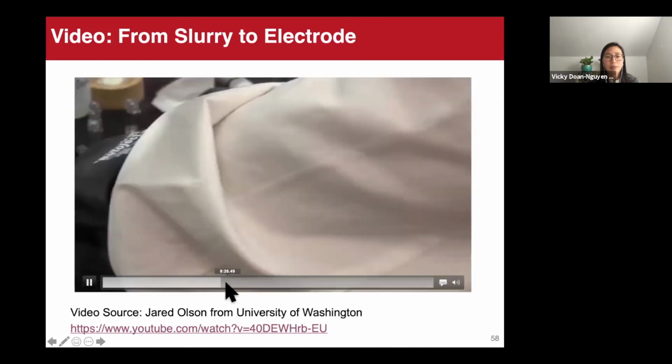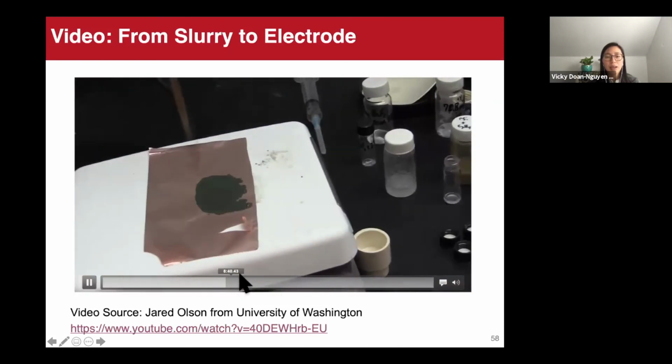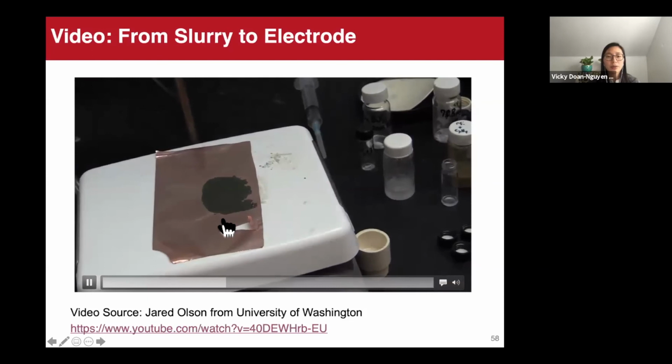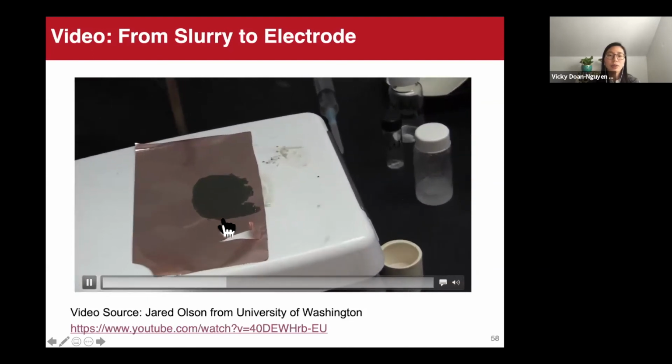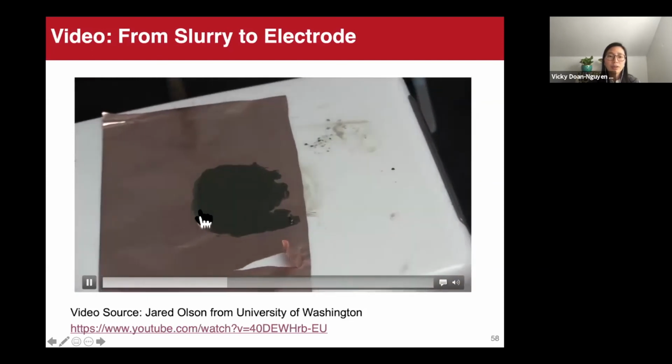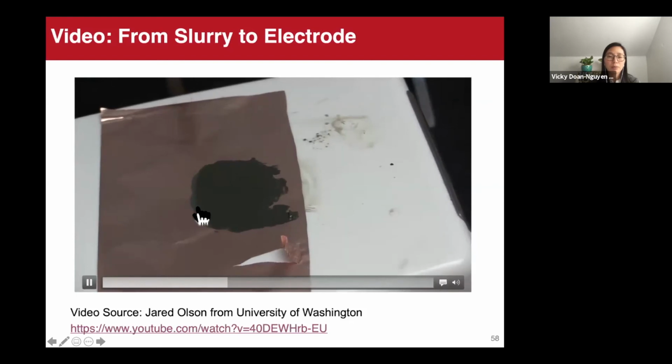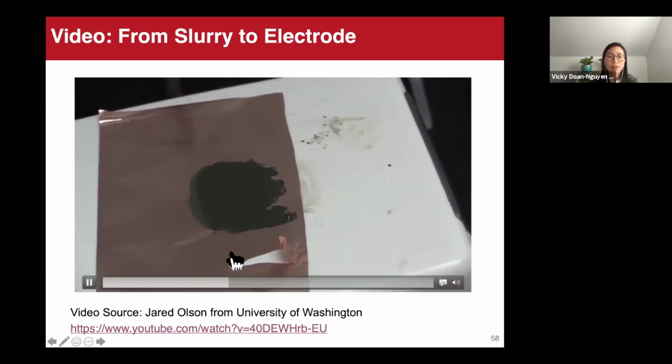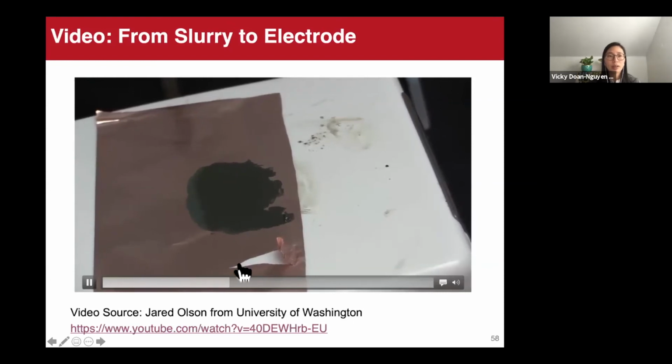And then the electrode is left on the hot plate to dry, and you can see as N-methylpyrrolidone, or NMP, is dried. You could see here that there's a change in color. And you can see that it's all done in a fume hood, so the scientist is not breathing in NMP.